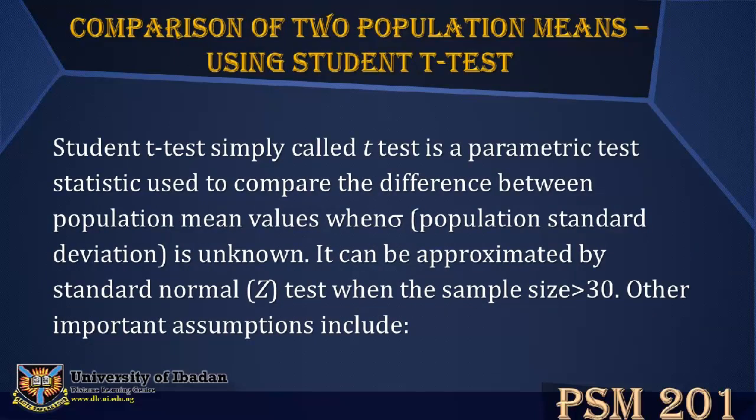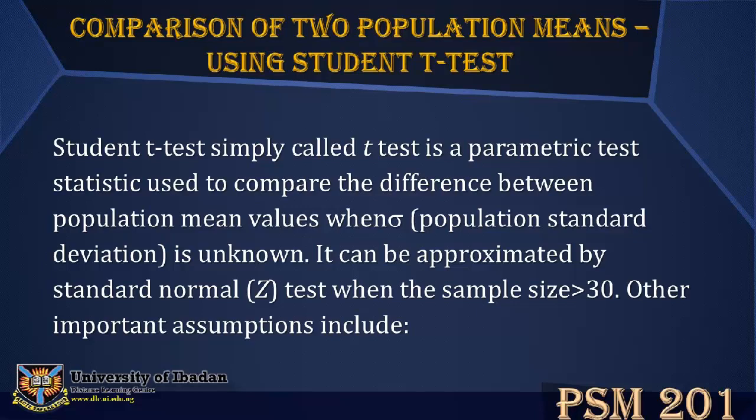Comparison of two population means using student t-test. Student t-test, simply called t-test, is a parametric test statistic used to compare the difference between population mean values where sigma, the population standard deviation, is unknown. It can be approximated by the standard normal z-test when the sample size is greater than 30.